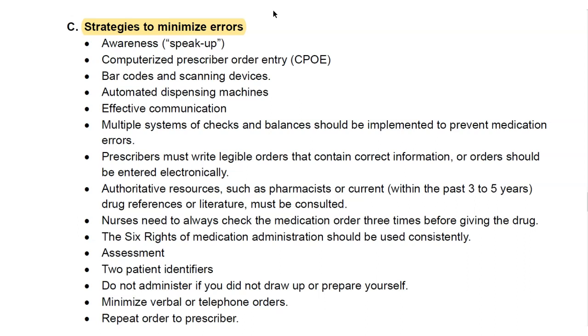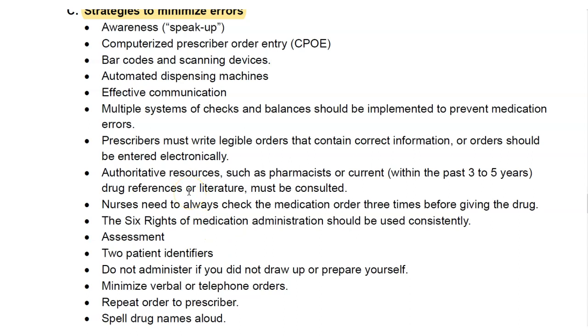Now we have automated dispensing machines such as the Omnicell. Again, it is important to have effective and clear communication. And now there are multiple system checks that we need to make sure we are following. Also, prescribers now must write legibly. And again, that's usually not a problem because now they have to do it electronically and they have to type it. So it's really easy to understand.